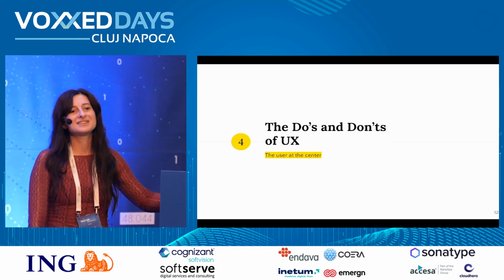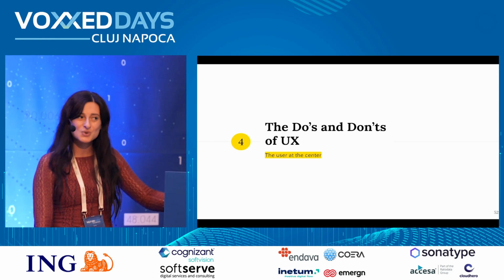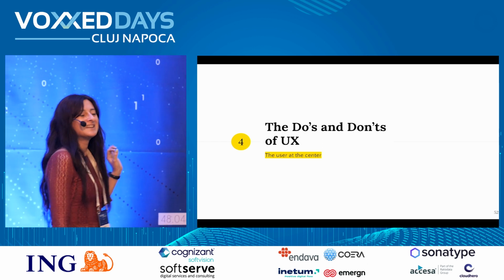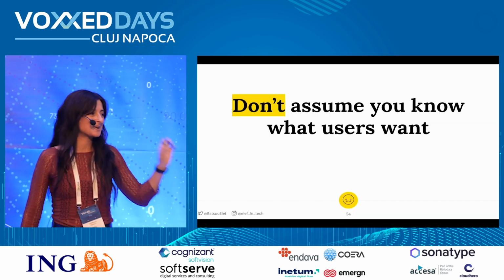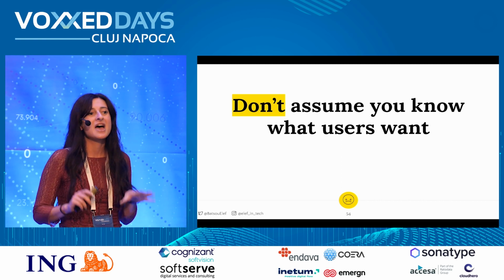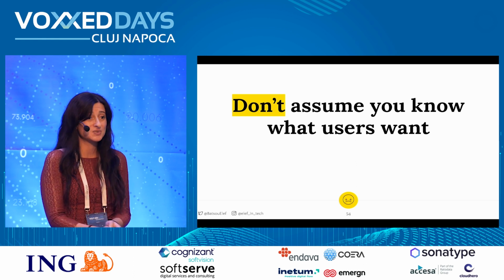The do's and don'ts of UX. Some things that you should absolutely do, and some things that you absolutely shouldn't do. Okay, let's start. The first one, don't assume you know what the user wants. No, never do that, and this is why we have our testing users.